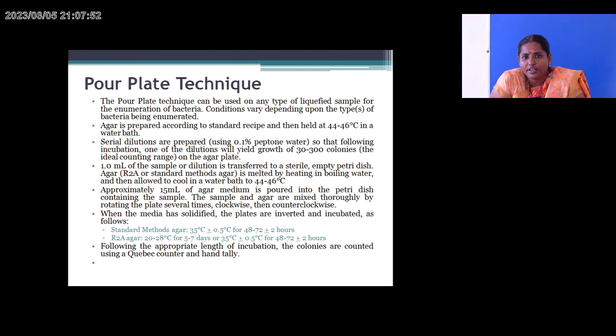Thirty to 300 colonies should be detected. 1.0 ml of the sample or dilution is transferred to a sterile petri dish, and then the agar is poured, and the pour plate method is finished. In the standard methods agar, 35 degrees Celsius to 48 degrees Celsius is used for the incubation period. Finally, the next day after 24 hours, the results are enumerated manually or mechanically.